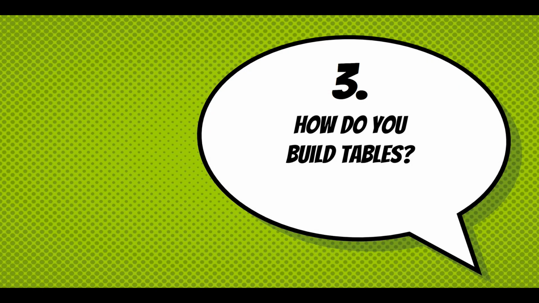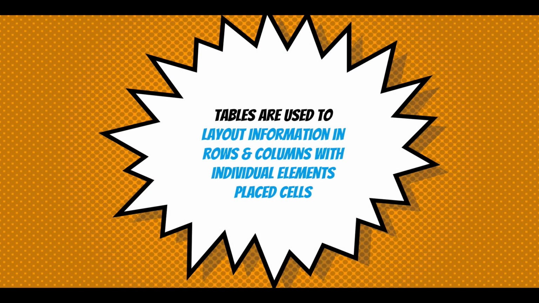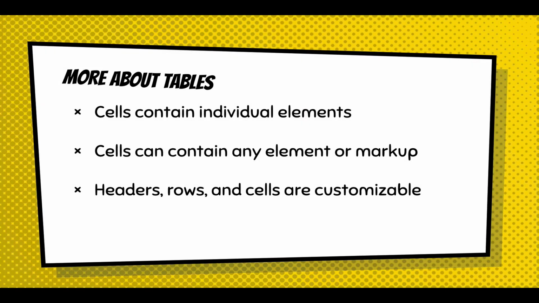So that's why I want to talk about tables and how you build tables. Tables are used to lay out information in rows and columns with individual elements placed in cells. It's important to say a table is a system to lay out information. That's all it does. It's a container and you're putting inputs and elements in cells. Each cell contains individual elements. Cells can contain any element markup. There's no limitation there. Headers, rows, and cells are totally customizable. You can set custom styles, properties, whatever you want.